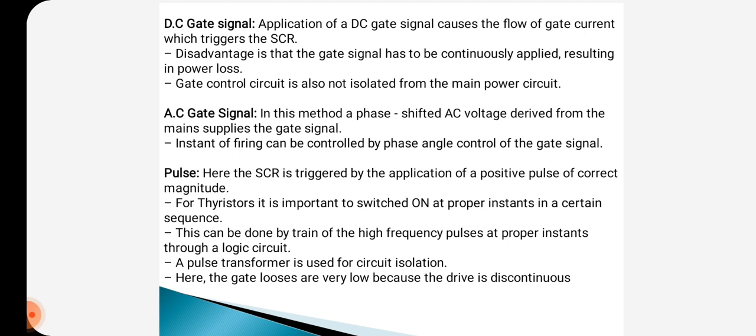For the thyristor, it is important to switch on at the proper instance in a certain sequence. This can be done by a train of high frequency pulses at proper instants through a logic circuit. A pulse transformer is used for circuit isolation. Here gate losses are very low because the drive is discontinuous.